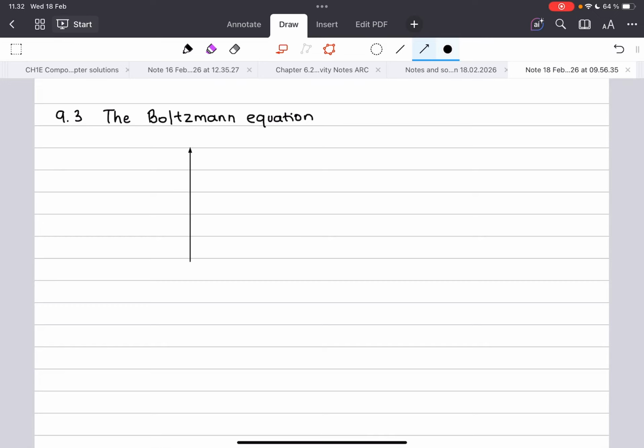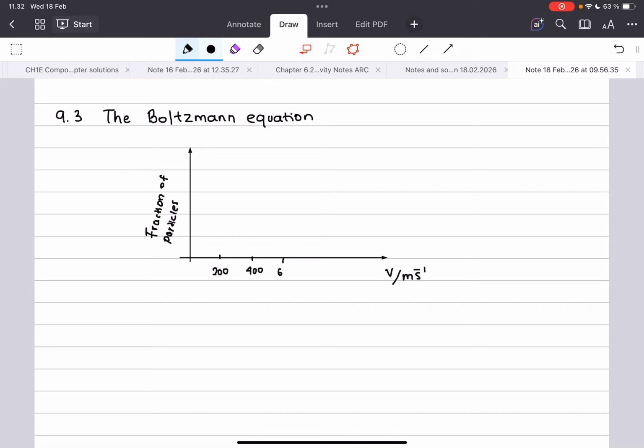Let's suppose that we have a graph, and on the x-axis it has the speed in meters per second, and this is the speed of the particles of an ideal gas. And on the y-axis we have the fraction of particles at that speed. So let's say that goes 200, 400, 600, 800, 1000, and so on.